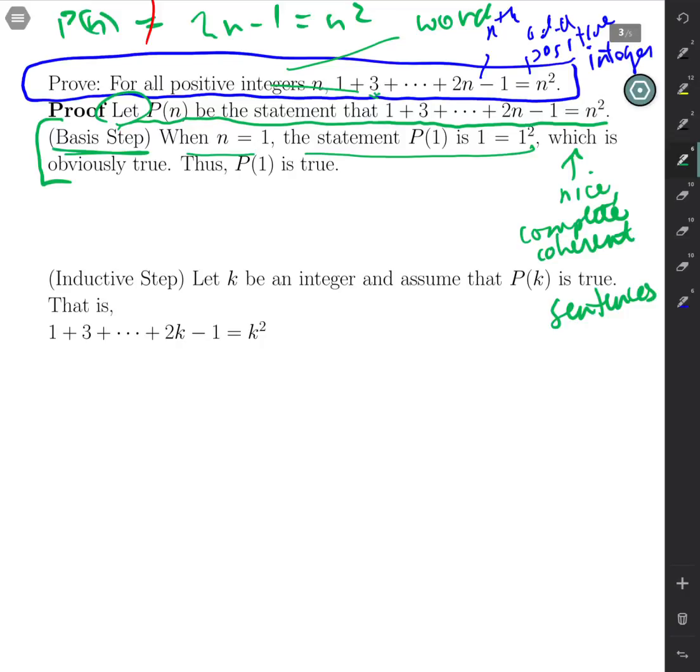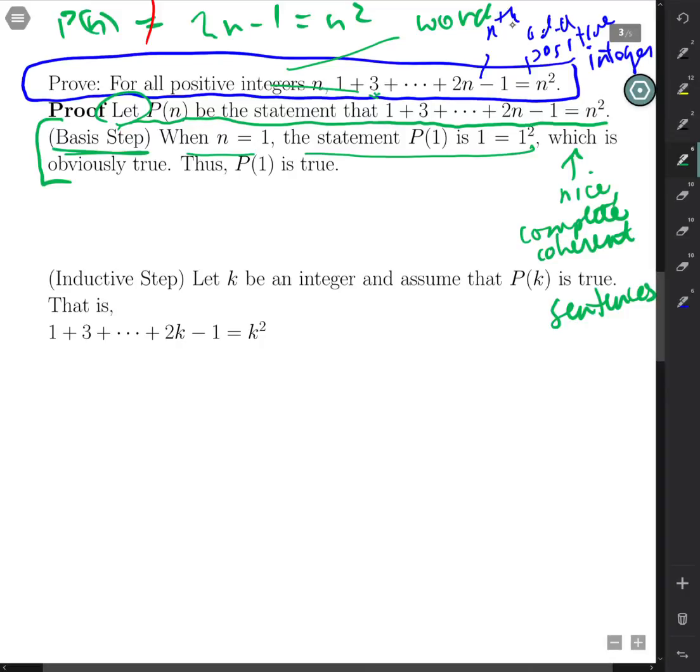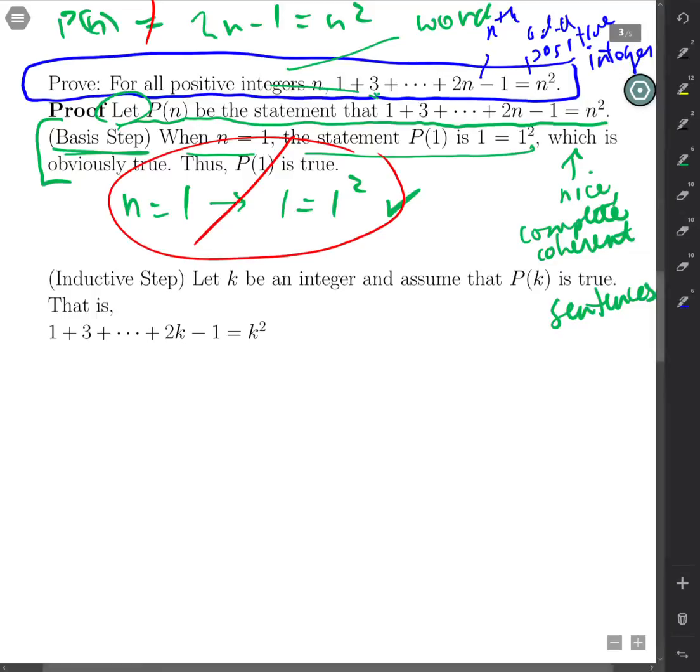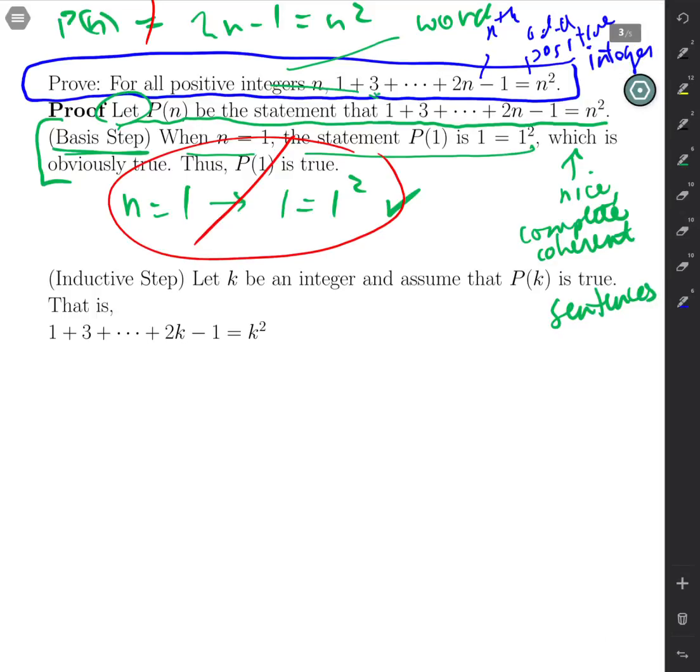By the way, it would not be counted correct for you to do something like this: n equals 1, that gives us 1 equals 1 squared, check. No, that's not going to make it. It's not sentences, it's not clear to the reader. It doesn't describe how you're coming to that or what you're thinking. So what I've given you there is a much better model to follow.